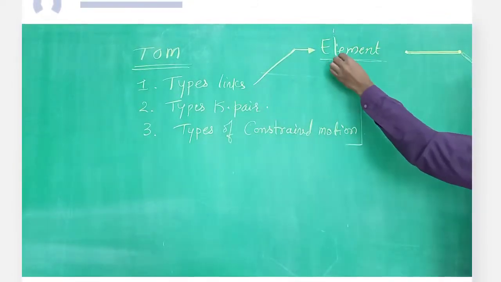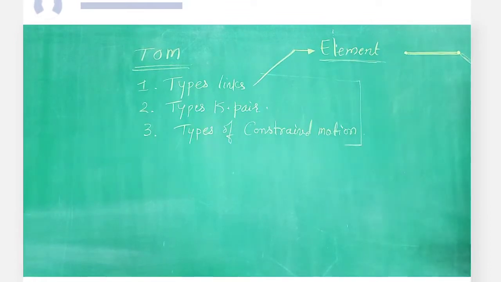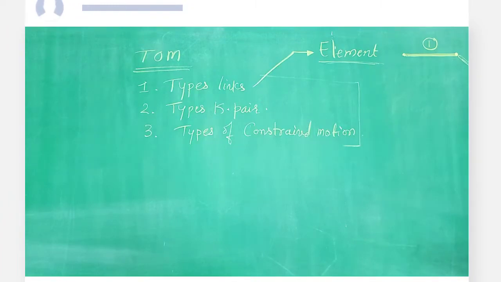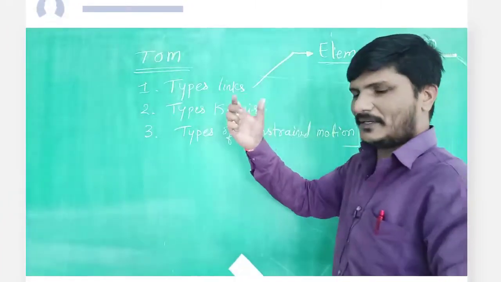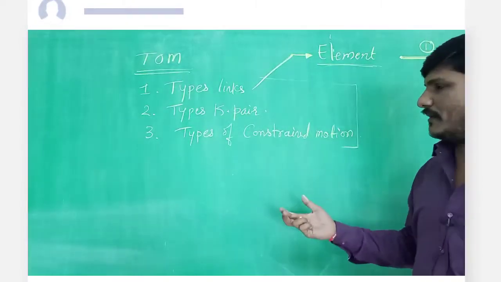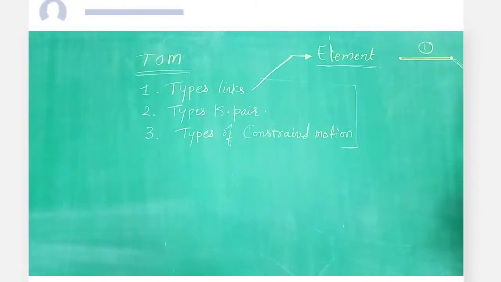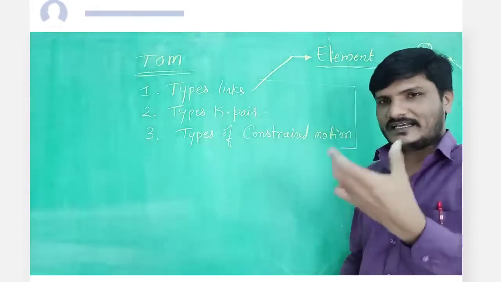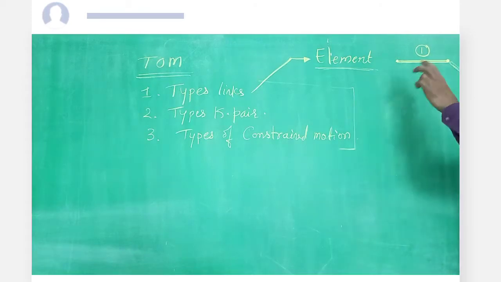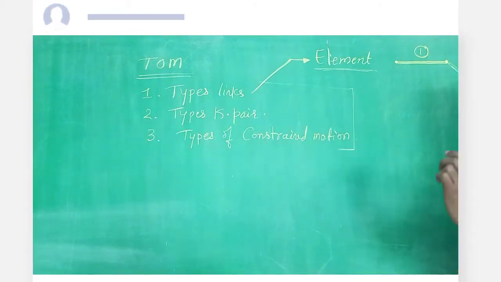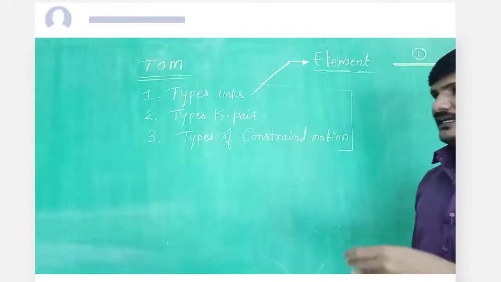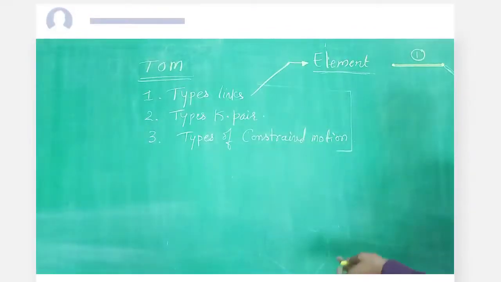First let me explain what an element is. This is element 1, element 2. Links may be in different forms. It may be a metal, or sometimes it may be a liquid, or sometimes it may be air. So an element can be in any form. First I want to tell you the types of links, how links are classified.